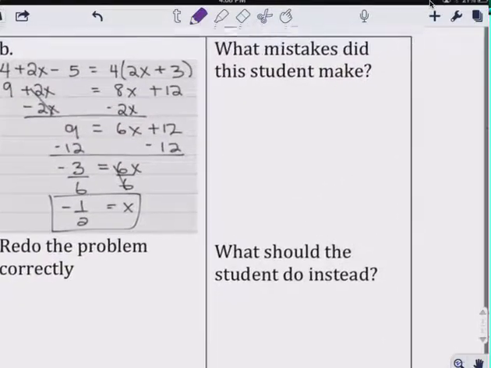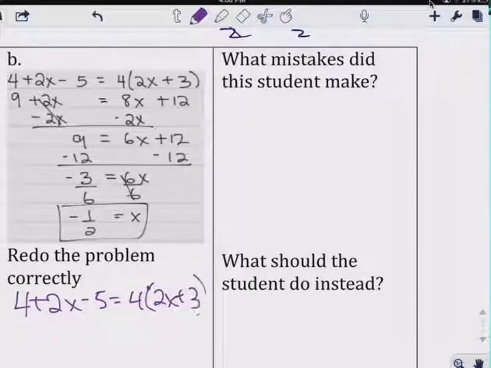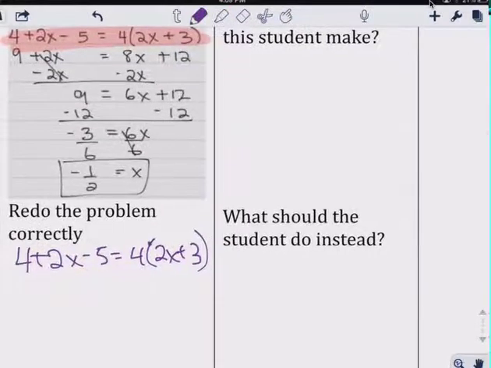Okay, right here. This problem got 4, add 2x minus 5 equals 4, parentheses 2x plus 3. That's the problem they give you. So the best thing to do is redo it. You would combine these two.